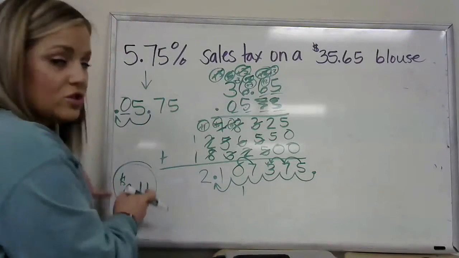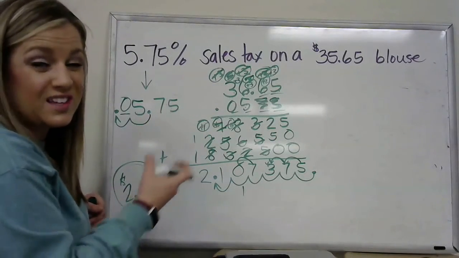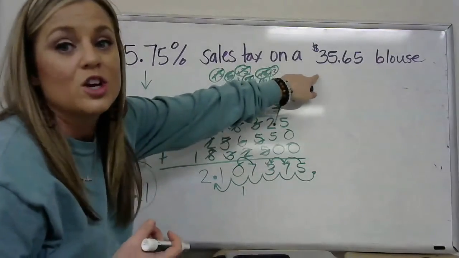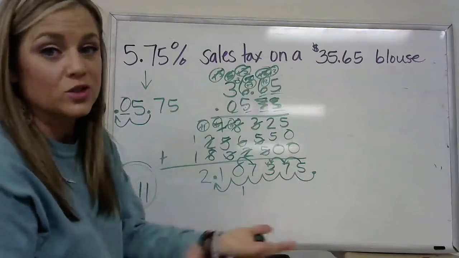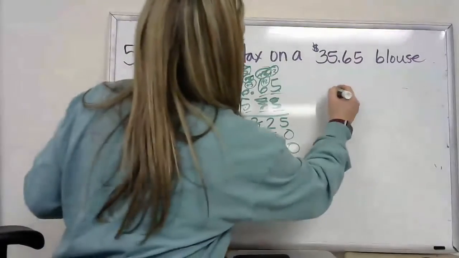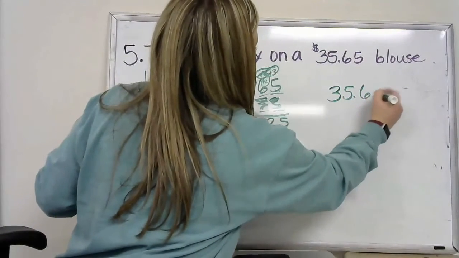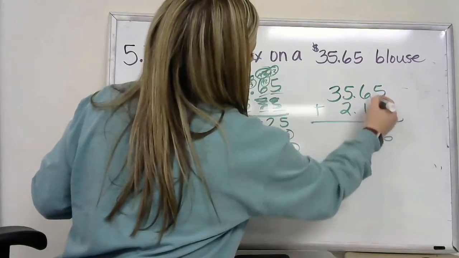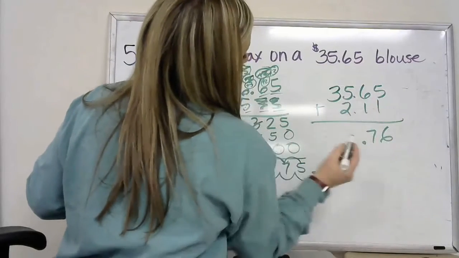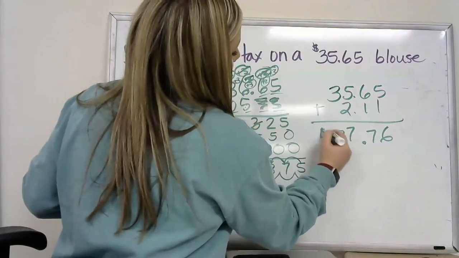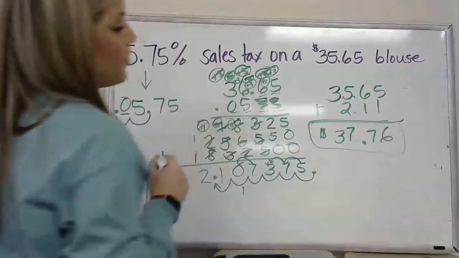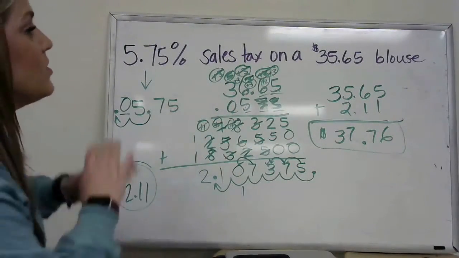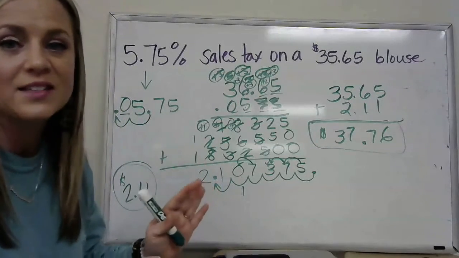Right now we're going to take this $2.11. How much are we charging? That's a percentage. That's 5.75% of this blouse. So now we have to take that and add it to the blouse so we know how much total we're going to be paying. Okay, 35.65 plus $2.11. 5 plus 1 is 6. 6 plus 1 is 7. 5 plus 2 is 7. So in order to get out of there, we're going to have to pay $37.76.